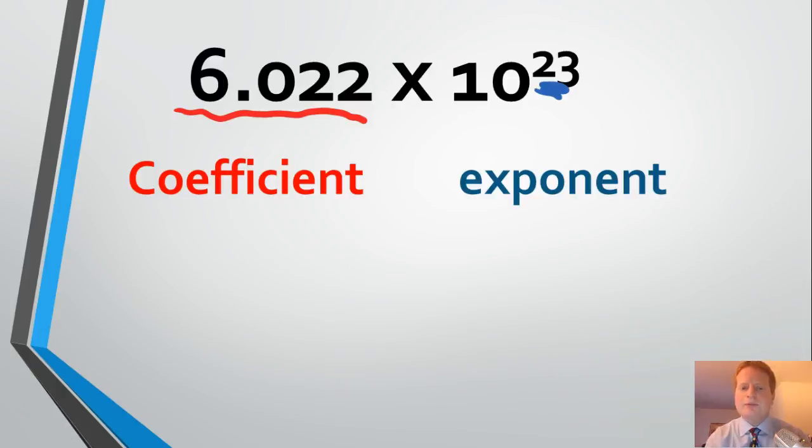A couple new words for terminology. The first is the coefficient. That's where this red underline is. This part of the number before the multiplier sign is the coefficient. This is going to be very important coming up. This power of 10 over here is the exponent. We're going to be using these terms to describe what to do, so you want to make sure you know the difference between them. Coefficient, exponent.